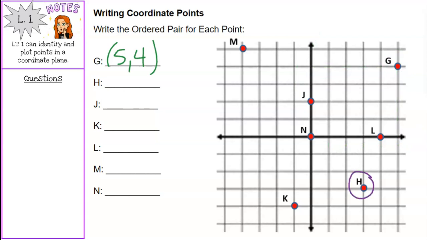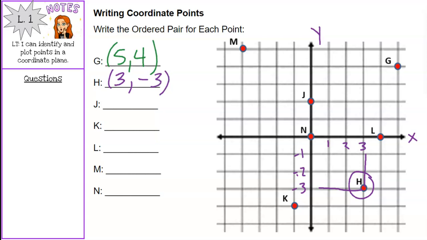Next we have point H. So H is right here. So on our x-axis, we went to the right 3. And we're lining up with that 3 on the x-axis. And then for our y number, we are below the x-axis, which means we're negative because we went down. -1, -2, -3, we went down 3.